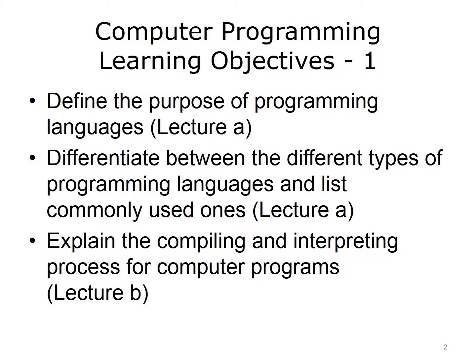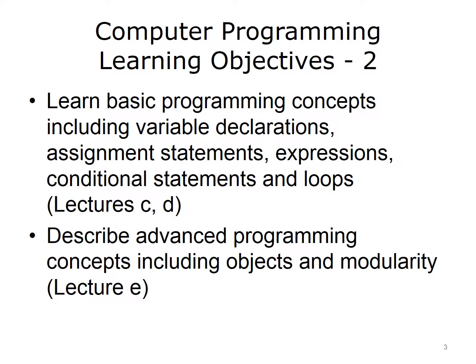The learning objectives for this unit, computer programming, are to define the purpose of programming languages, differentiate between the different types of programming languages, and list commonly used ones. Explain the compiling and interpreting process for computer programs. Learn basic programming concepts including variable declarations, assignment statements, expressions, conditional statements, and loops. And describe advanced programming concepts including objects and modularity.